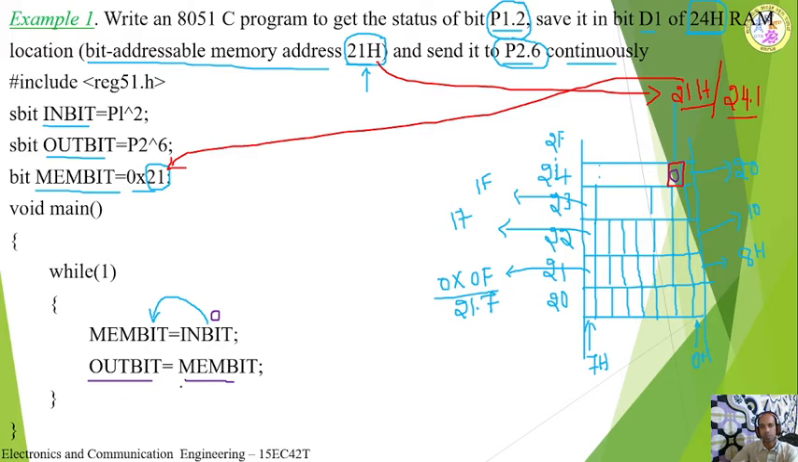How many times we need to repeat this? We need to repeat this for an infinite number of times because continuously is given. Therefore, we need to write everything inside the while loop. While 1, we need to repeat this for an infinite number of times. So this is what the program is.